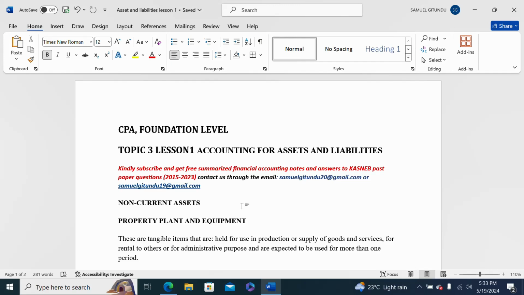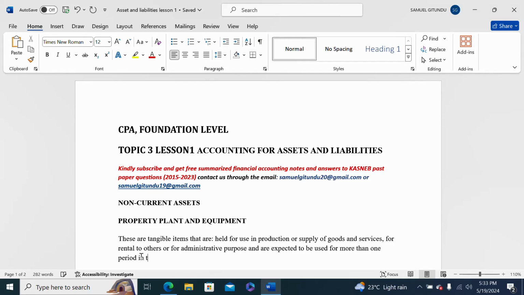These resources will help you in preparation and revision of the next CPA financial accounting exam. So, what are property, plant, and equipment? We say that property, plant, and equipment are tangible items that are held for use in production or supply of goods and services, for rental to others, or for administrative purpose, and are expected to be used for more than one period in the business.